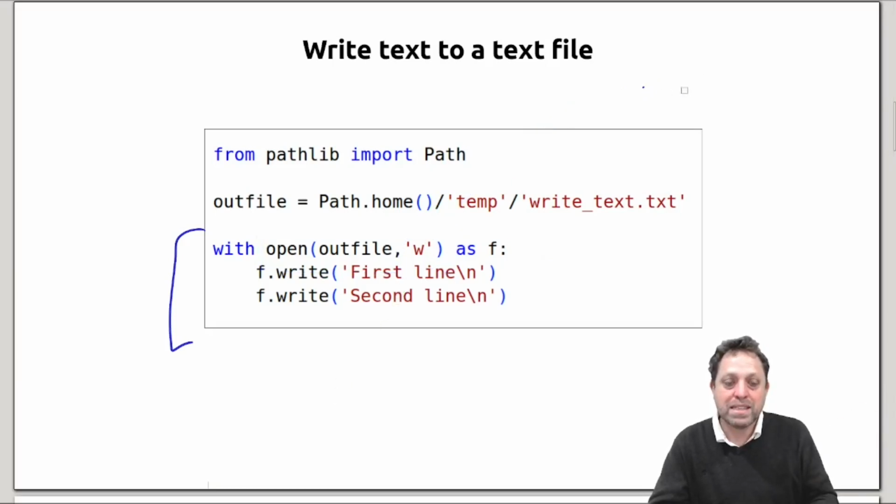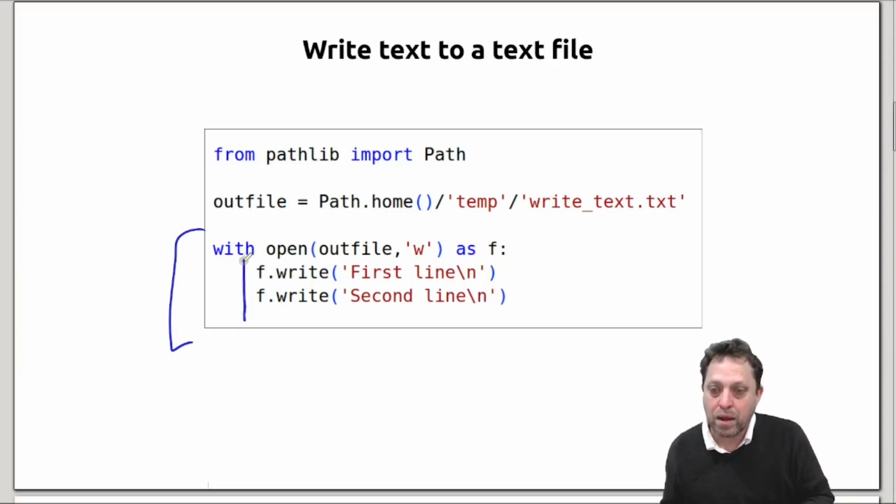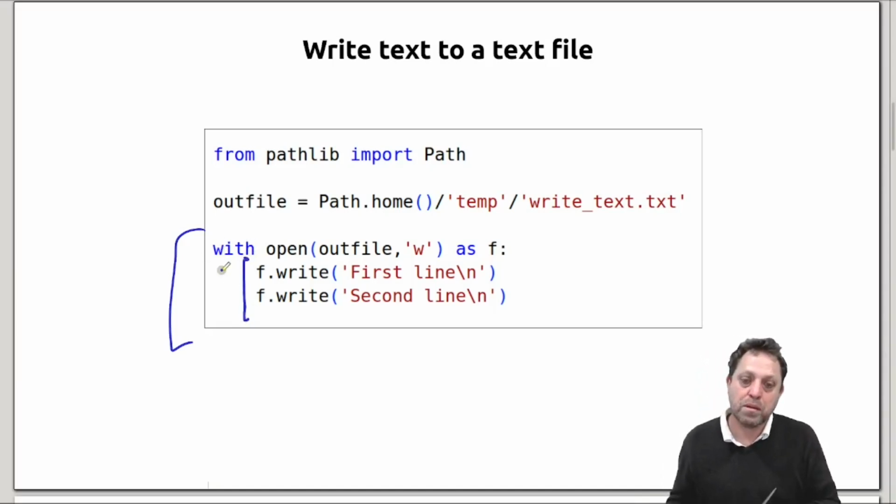So what this is saying is that we want to open this file in write mode, and we want to refer to the object that points to that file as f. This whole thing is saying: open the file in write mode, give me an object f, and that f will be valid within this clause that is indented with respect to the with.